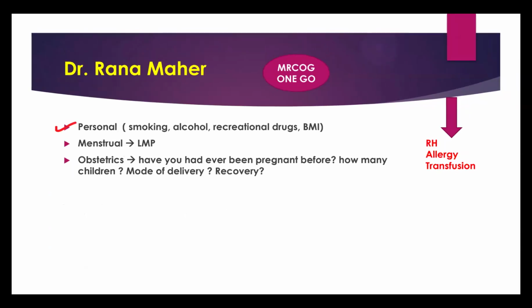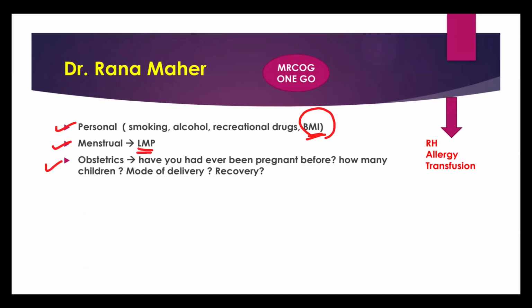Personal history, to ask about the smoking, alcohol, recreational drugs. It's very important in any pregnant lady. The BMI as well, as part of evaluation or assessment of the risk of clot formation or VTE risk. Menstrual, if you want to be sure about the date, ask about the last menstrual period. You can ask even about the pregnancy, if it's spontaneous or after treatment or a test tube baby.